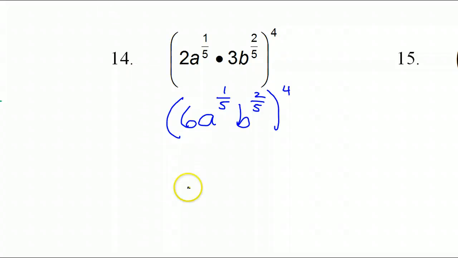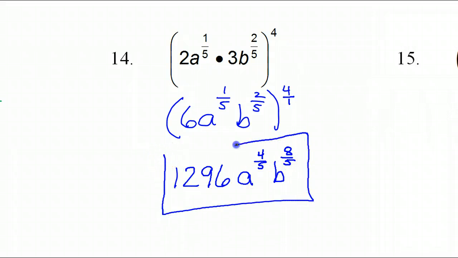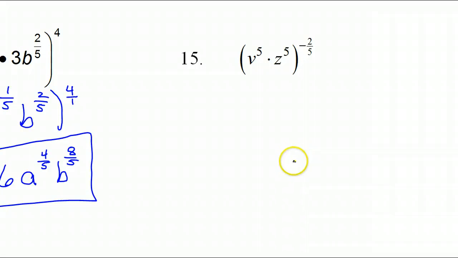So I will have 1,296 a. Now here I'm going to multiply. 1/5 times 4 is 4/5. Alright, because I'm doing 4 over 1, so 1 times 4 is 4, 5 times 1 is 5. And then similarly I'll have b to the 8/5. And there's really nothing more we can do with that. So that is your final answer. Alright, how about number 15?